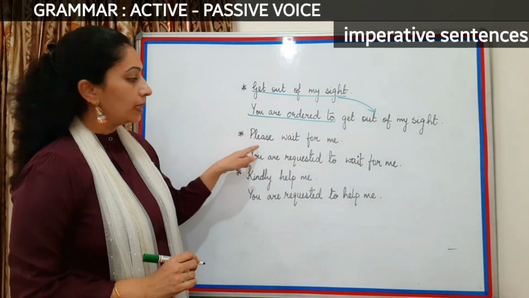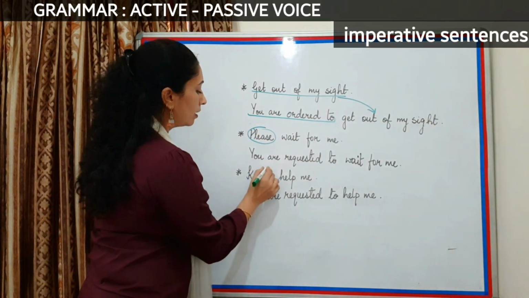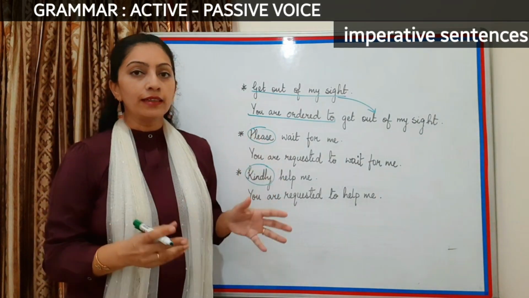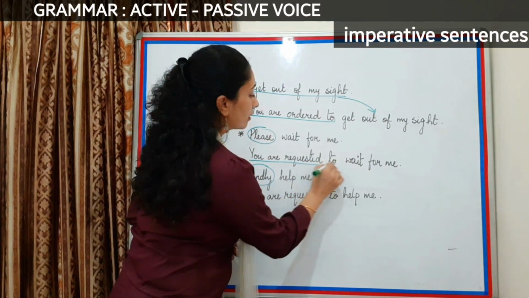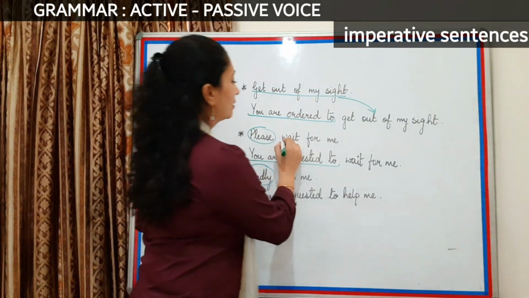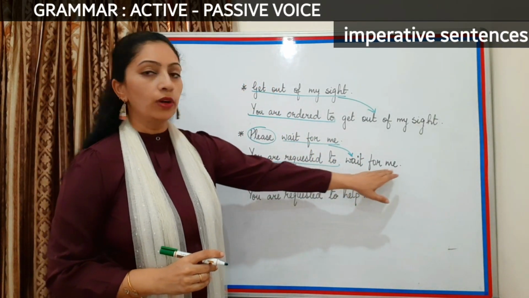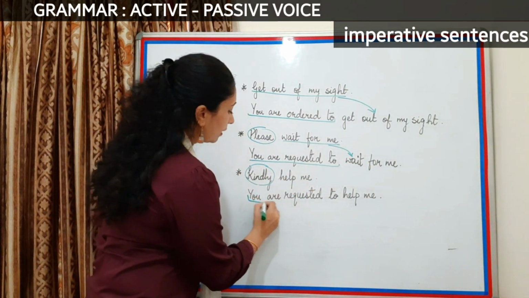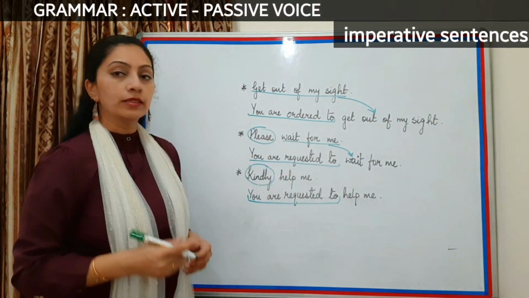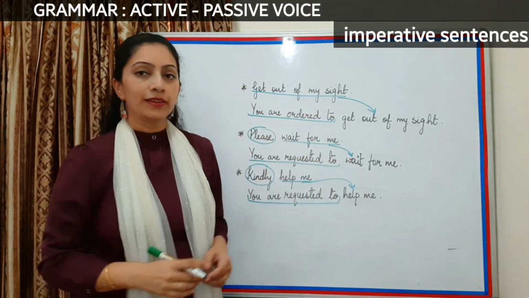Look at the next one. "Please wait for me." Now words like please or kindly tell us that it's a request. So I can start the sentence as "You are requested to," and again the same thing exactly: "wait for me." Similarly, "Kindly help me." Now this kindly can be written as "You are requested to," and "help me" will come as it is here.